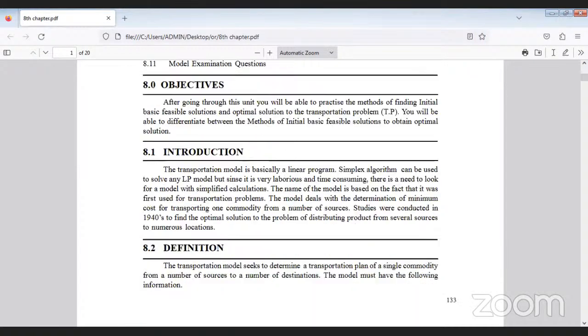The transportation problem model is basically a linear programming model. The simplex algorithm can be used to solve LP models. The name of the model is based on the fact that it was first used in the transportation problem. The model deals with the determination of minimum cost for transporting one commodity from a number of sources. Studies were conducted in the 1940s. We will ask in a short question: studies were conducted in which year? 1940, to find the optimal solution to distribute the product from several sources to numerous locations.